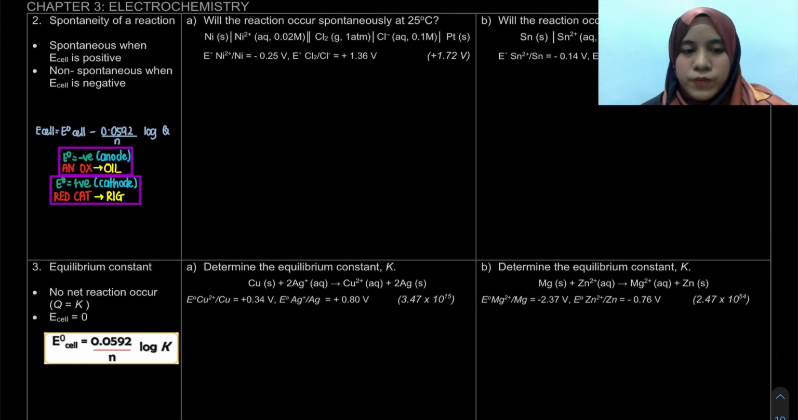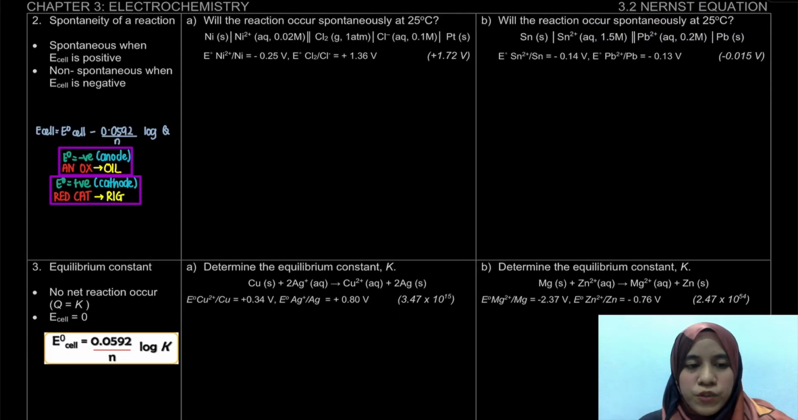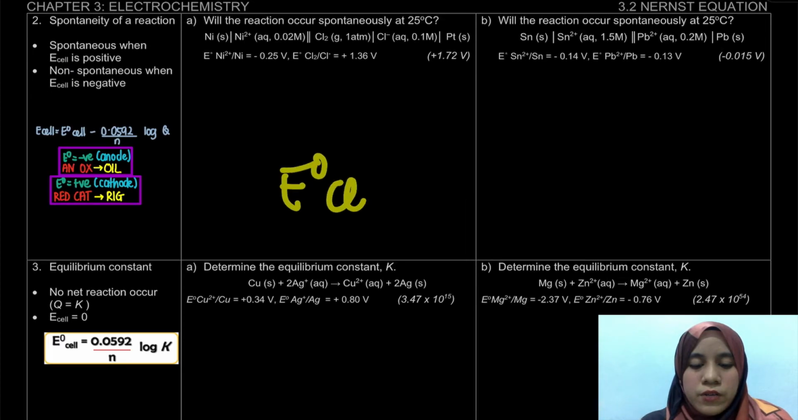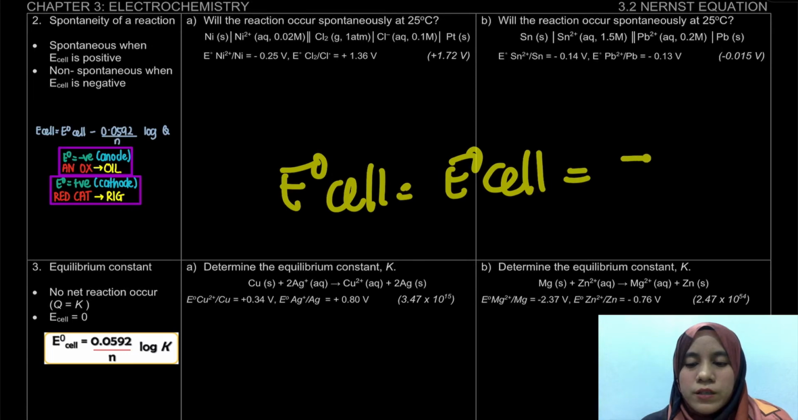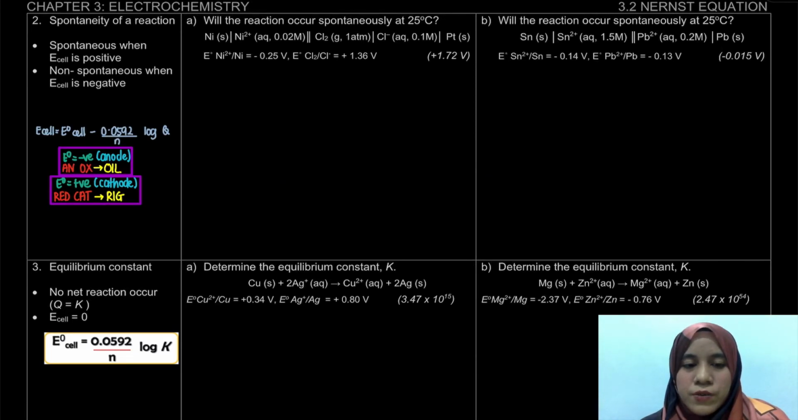So on your notes on page 10. Okay, so for the spontaneity of the reaction, again, it will be spontaneous when the E cell is positive and it will be non-spontaneous when E cell is negative. So that's why it is important, when you calculate the E naught cell or the E cell itself, that you include whether it is a positive or a negative sign. Okay, so let's do question A together.